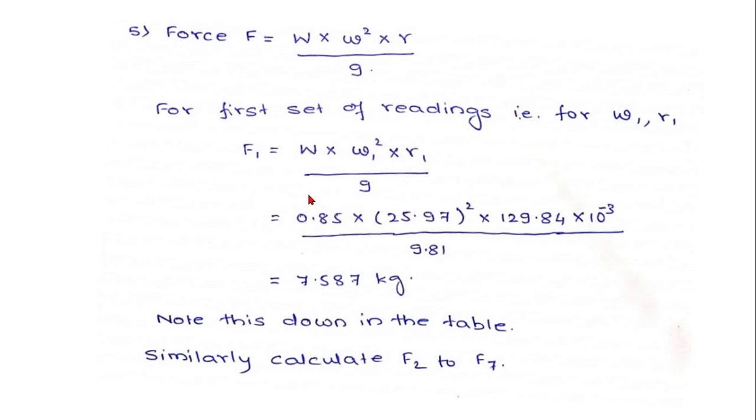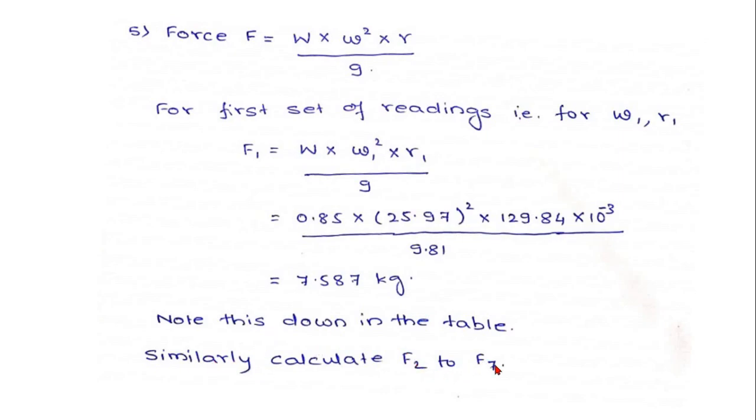So W is 0.85 kg, so I write it as 0.85. Omega 1 we have calculated it as 25.97, so substitute that here and square it. And R1 we have calculated it in millimeters, that is 129.84. Convert that into meter over here for the calculation purpose by multiplying by 10 to power minus 3. The reason is, in the denominator we have the acceleration due to gravity G, which is 9.81 meters per second square. So calculation of this equation will come to 7.587 kg.